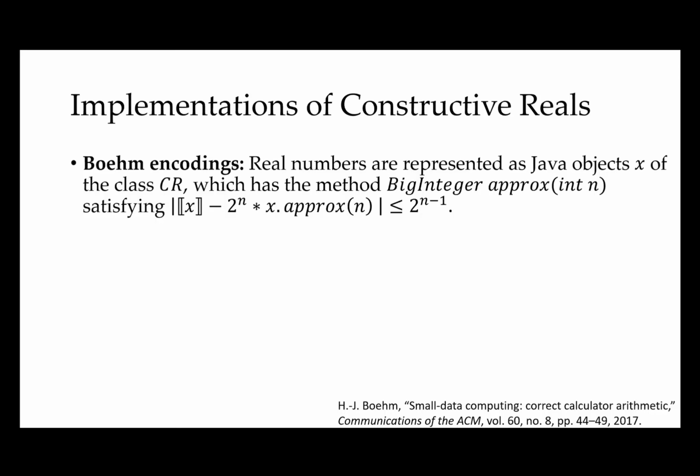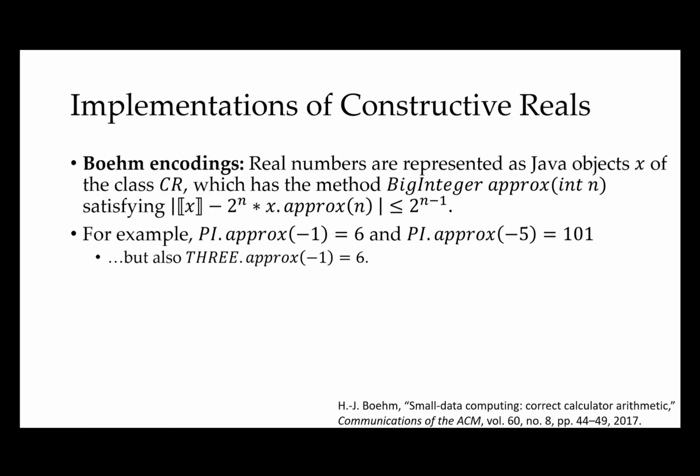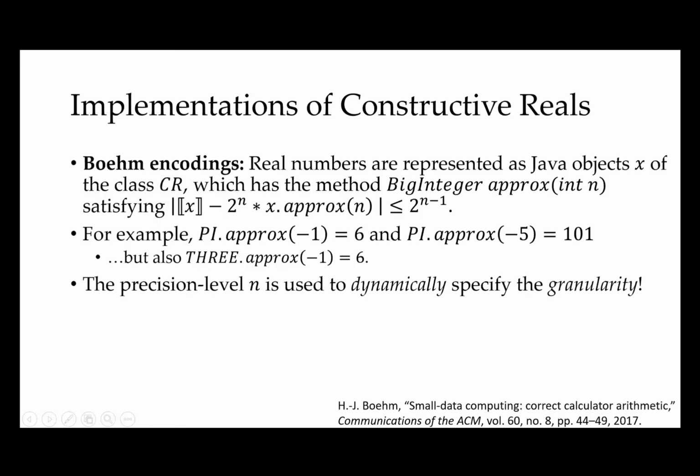But I can't really describe this in a textual way because it just looks confusing. Like the approximation of pi to level -1 is 6, and the approximation of pi to level -5 is 101, and this means nothing at this point. And the approximation of 3 to level -1 is also 6, as with pi. So how can we tell that this is 3 and this is pi? It's better to just try and illustrate this.